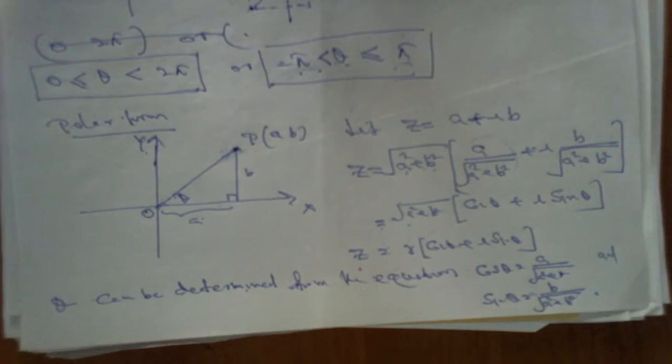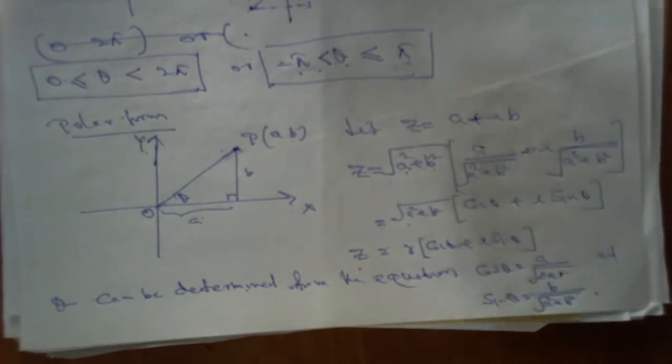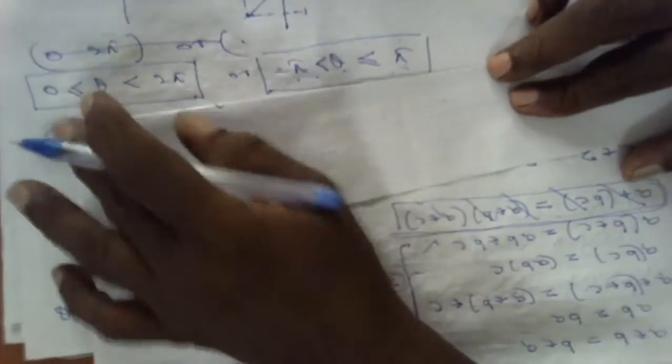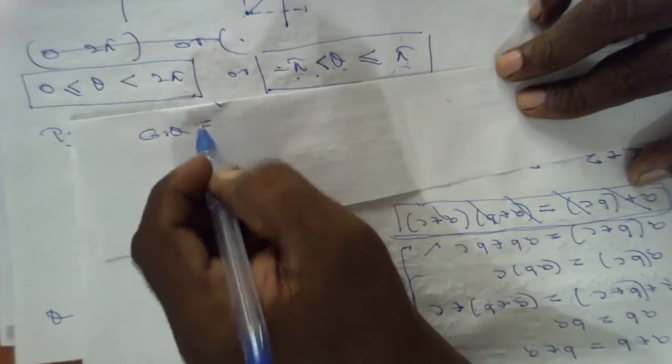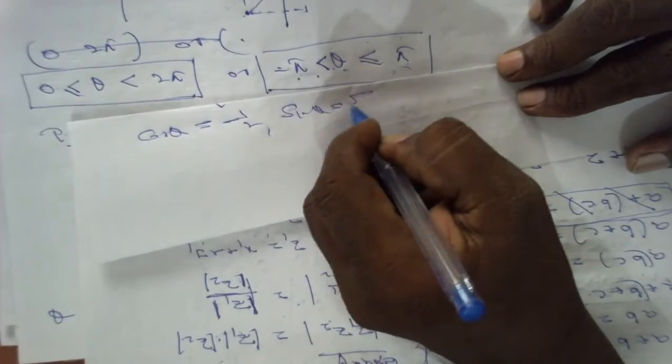Is that all? Is it the only answer for theta? No, sir. So what are the other answers? Other solutions for theta? I am asking, if cos theta equals minus half and sin theta equals root 3 by 2.